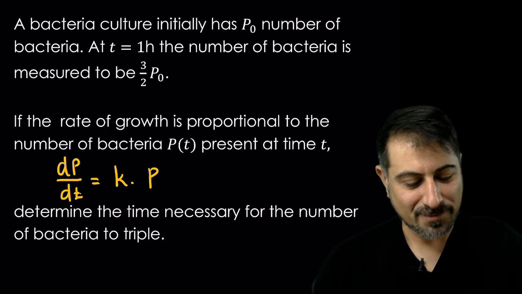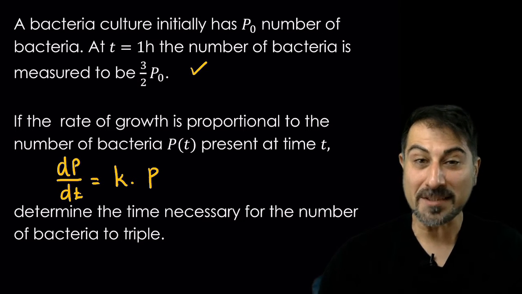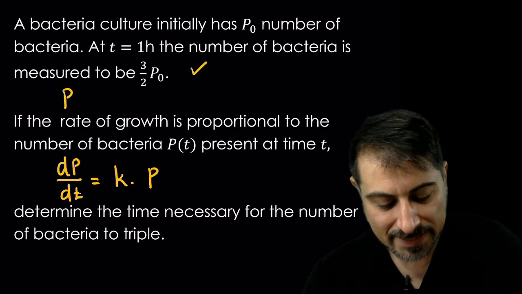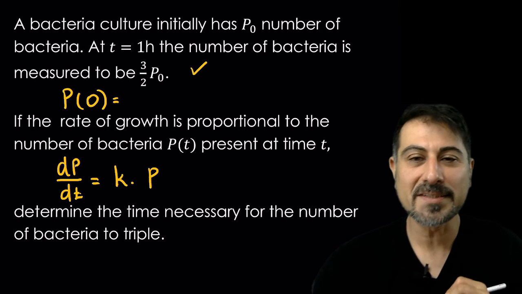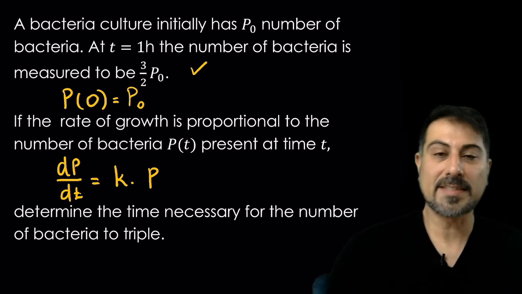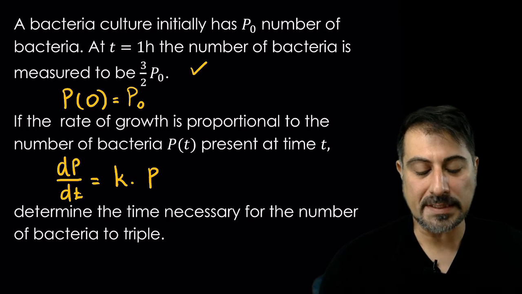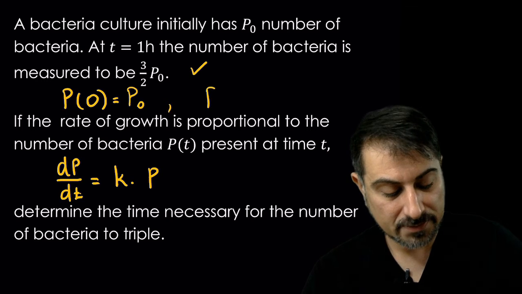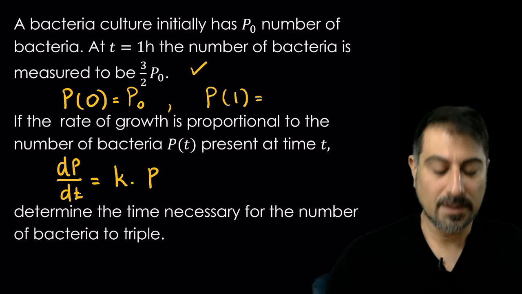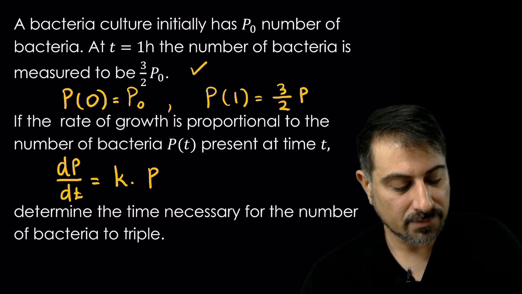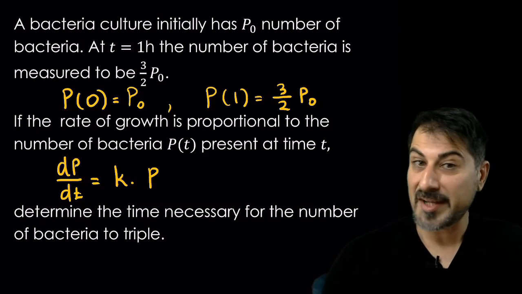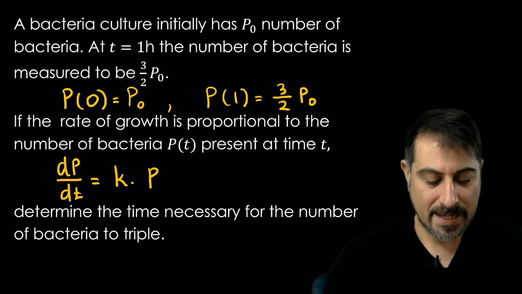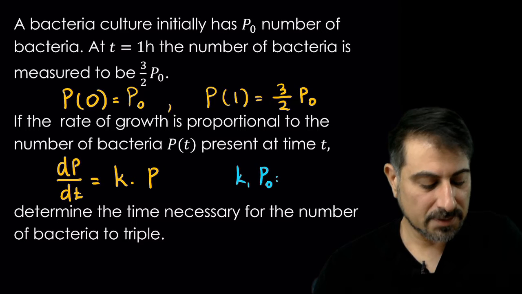Now let's go back to the first statement. We're given the initial bacteria population, so that essentially means that p at time t equals 0 is equal to p sub 0. We are also given the population at time t equals 1 hour, so that is p of 1, which is equal to 3/2 p sub 0.